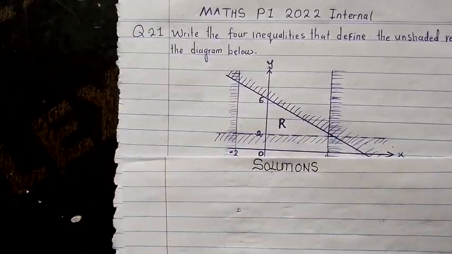This is 2022 Internal Mathematics Paper 1. So in this representation, I'm going to answer question 21 and question 22. As for question 21, it's coming from linear programming.